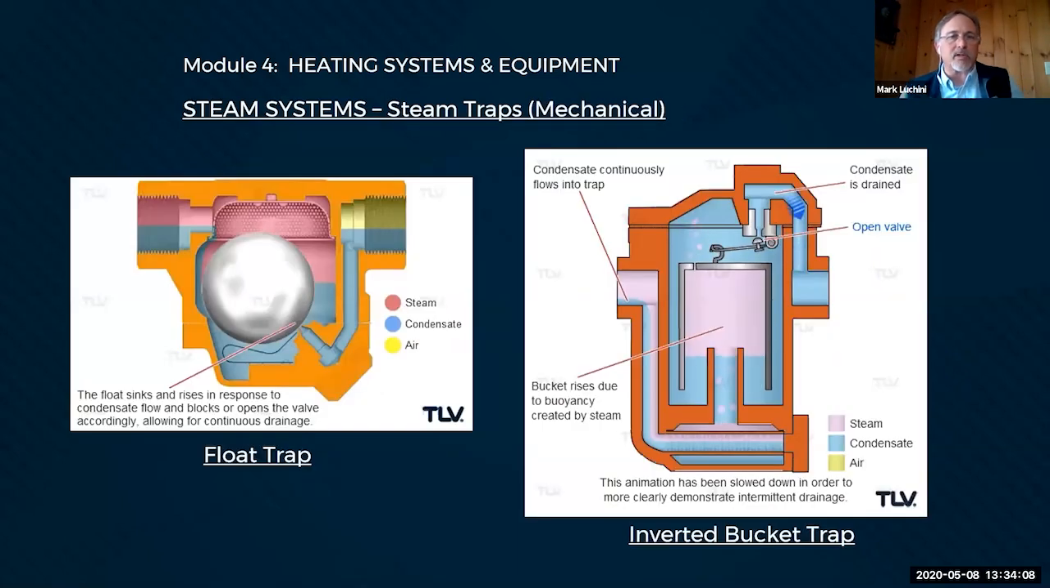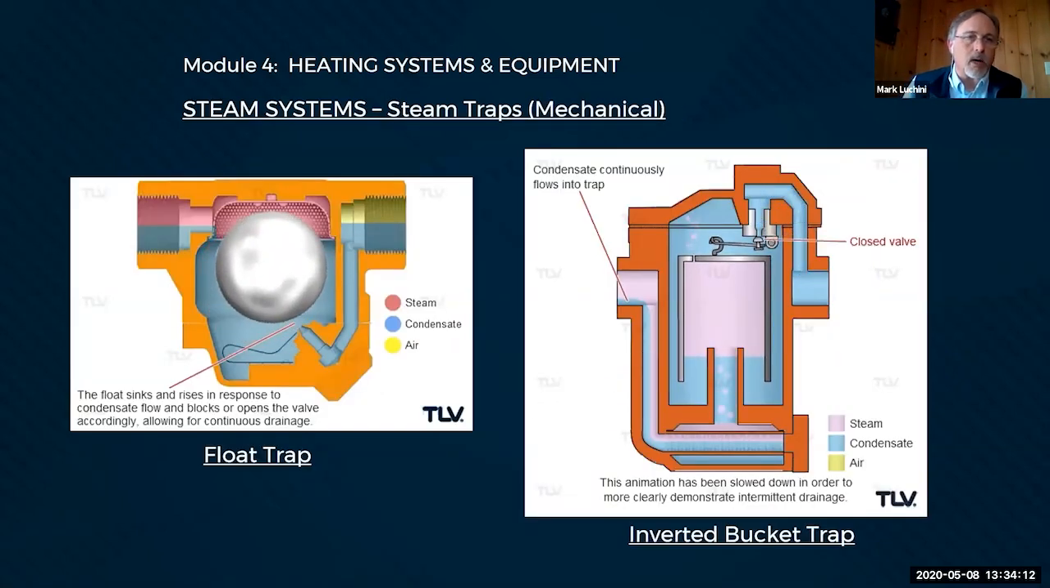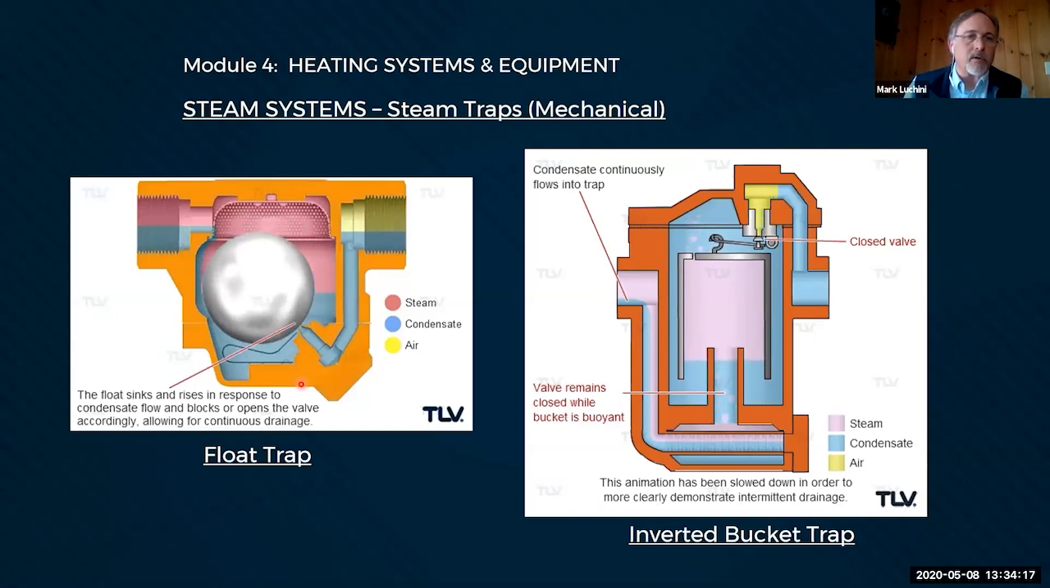We also have mechanical steam traps. One on the left is called a float trap. You can see why. Condensate comes in, the ball floats up, lifts itself off the little discharge opening, and allows condensate to flow through. On the right, we have an inverted bucket trap.